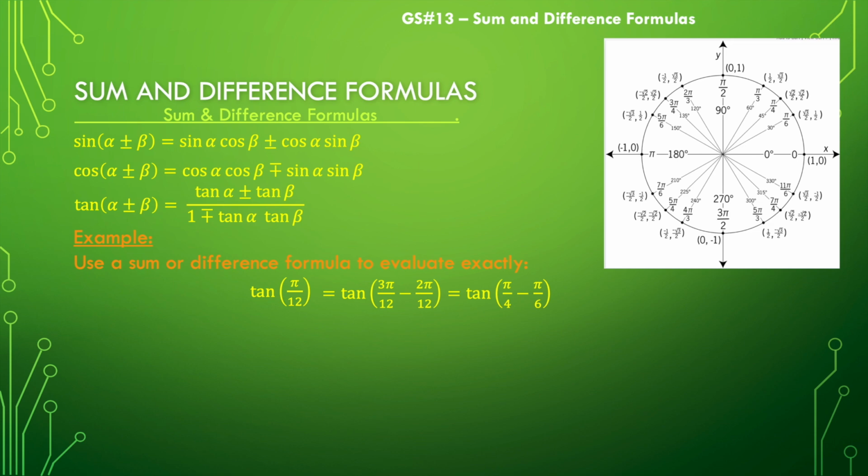So I'll use the tangent of a difference, which means I'll use those bottom signs, and substitute in alpha is pi over 4 and beta is pi over 6.